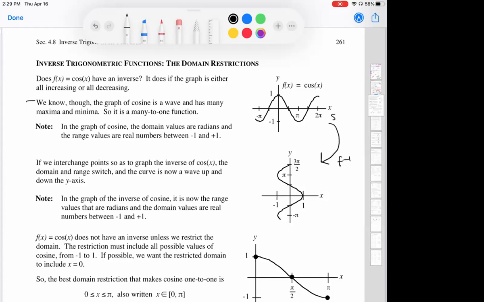Right? Because we're going to swap the points. This point right here is the point pi over 2 and 0. So if we swap it, 0 and pi over 2 would be here. Another point, let me do a different color. This point is 0 comma 1. If we swap them, it's 1, 0. So it's right here. Let's do one more. This point right here, let's do pi. I have pi at -1. For my inverse, in order to graph it, I would swap those points so that I have -1 and pi. Here we go.